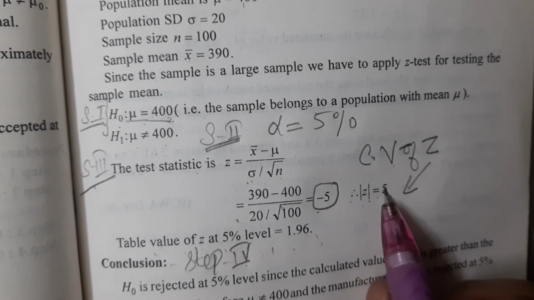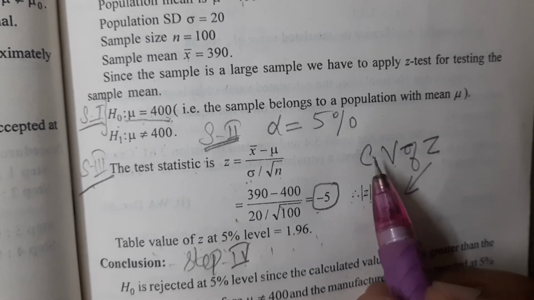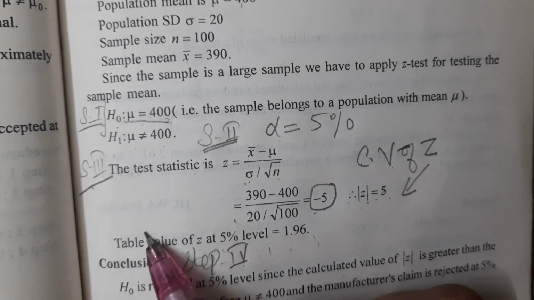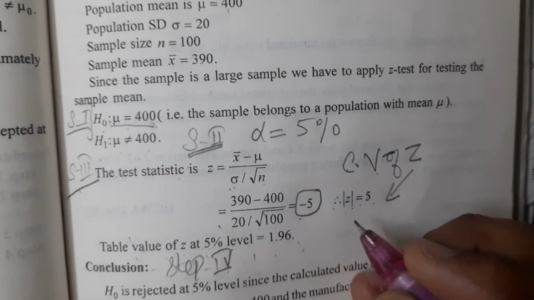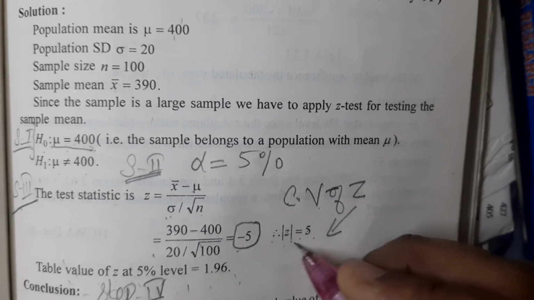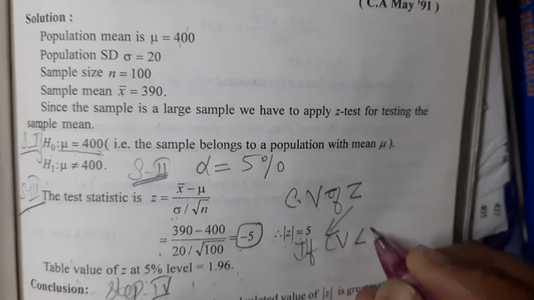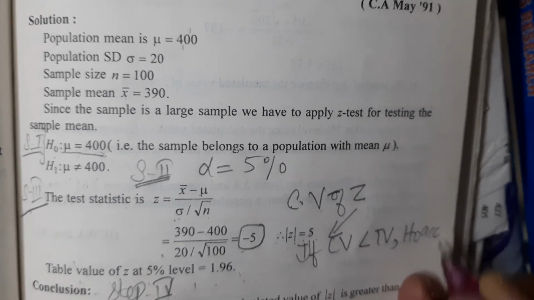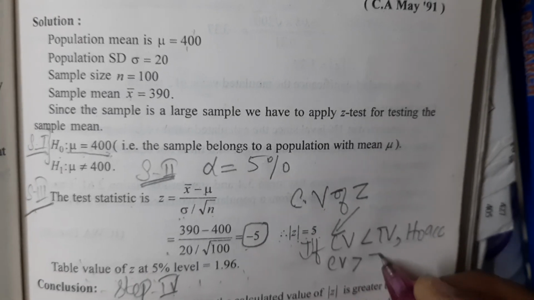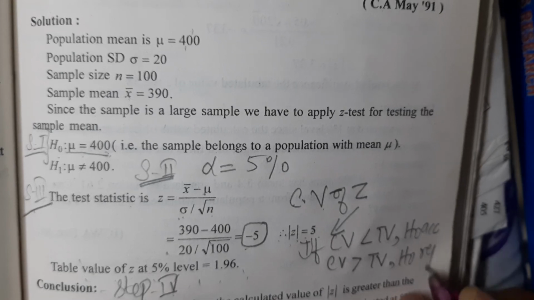On comparison, how do we do the comparison? If the calculated value is less than the table value, H naught will be accepted. The comparison result is, if the calculated value is less than the table value, H naught is accepted. If the calculated value is greater than the table value, H naught is rejected.